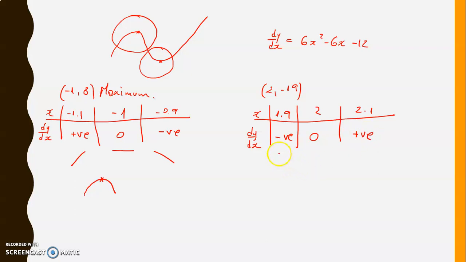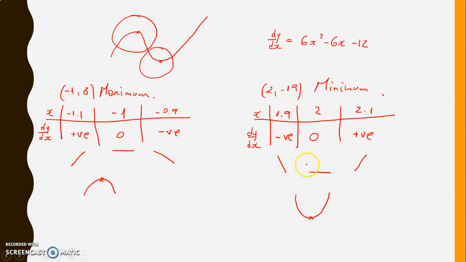Therefore, if we try to sketch the curve, it's a negative gradient, 0 gradient, and then a positive gradient. So we can see that it's this U shape. Therefore, this is a minimum.